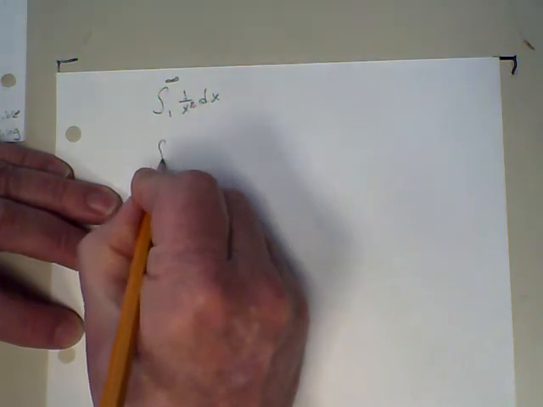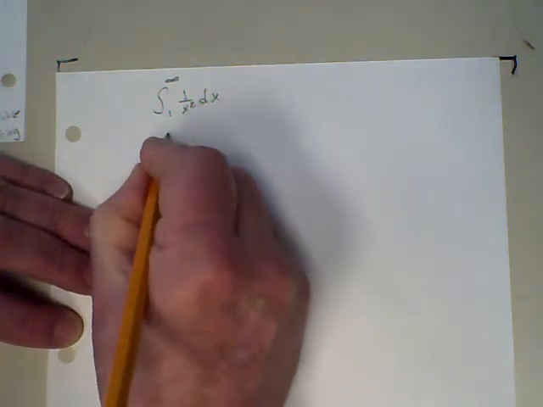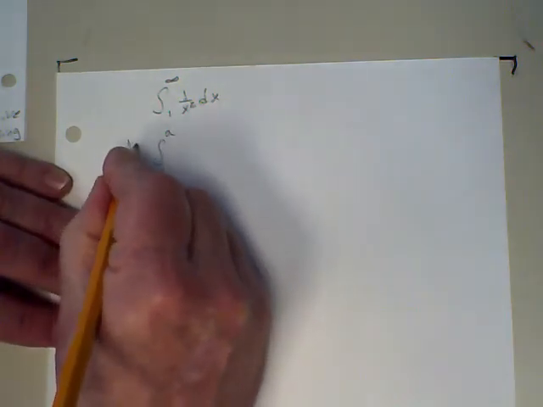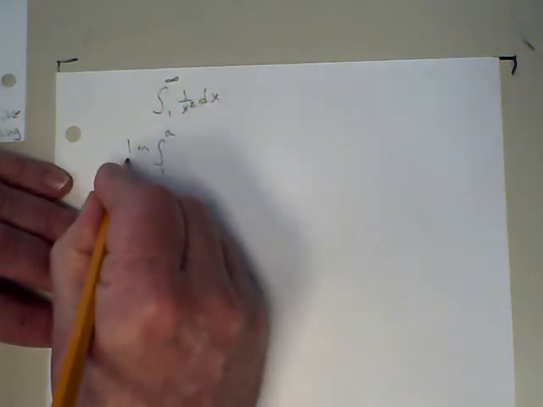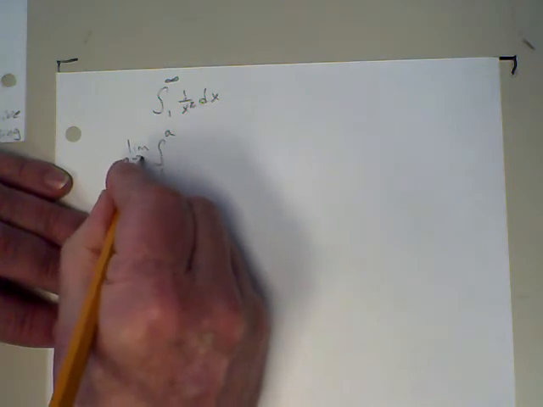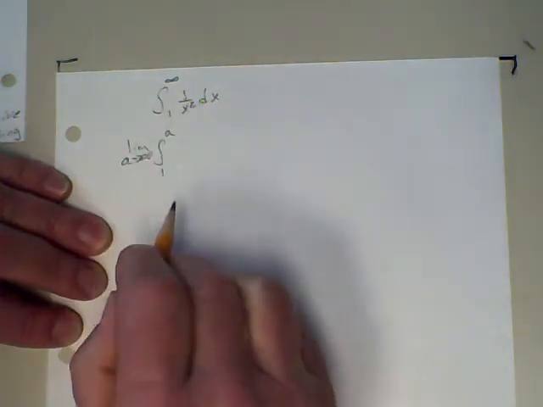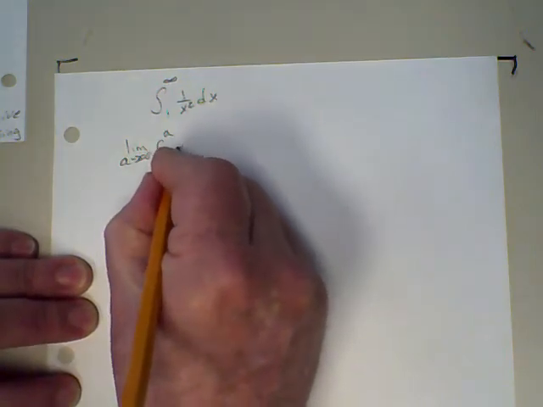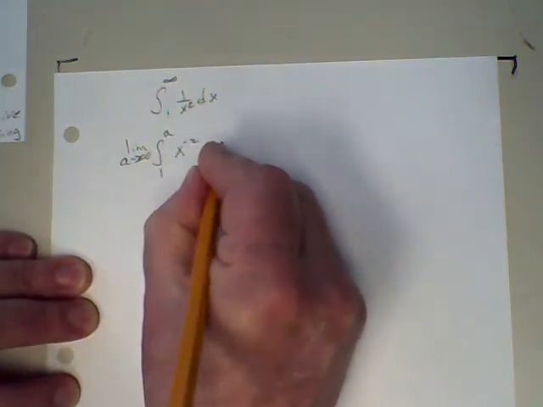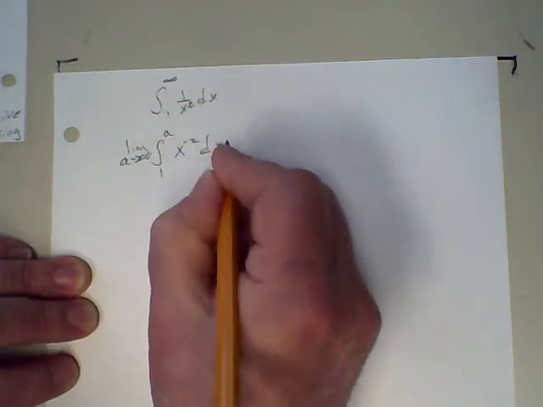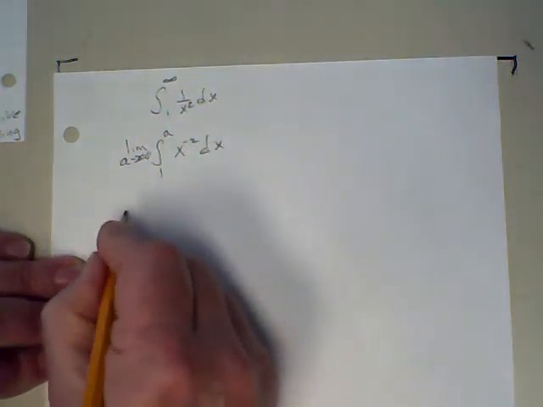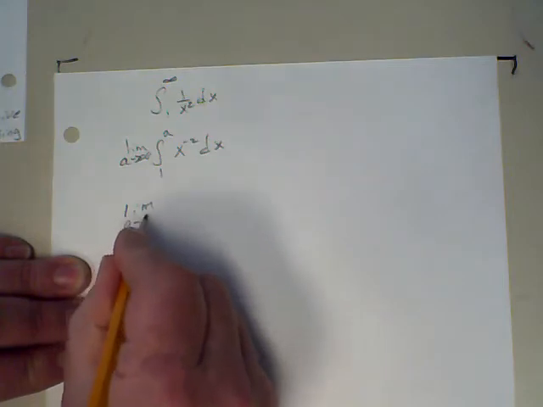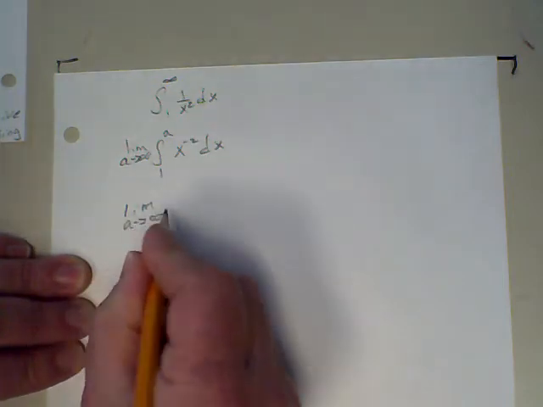And much like before, I'm going to write it a little bit differently, but remember, because this is an improper integral, we need to take the limit as a goes towards infinity, and then we need to take the integral between 1 and a. And I'm going to write this again like I did earlier, x to the negative 2 dx. That makes this an easy integral to solve. So let's take our limit as a goes towards infinity.